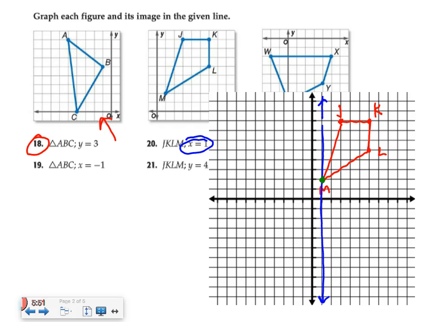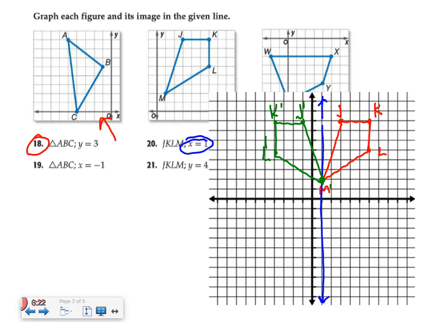Okay, so M stays on our line. It's not going anywhere. J is 2 units away, so I'm going to the opposite direction. K is 5 units away, so I'm going 5 away from our line. And same with L, 5 units away. Again, I'm just copying, and it should look like a mirror image. We're just reflecting over that line.